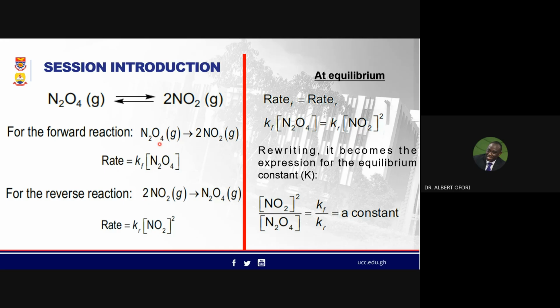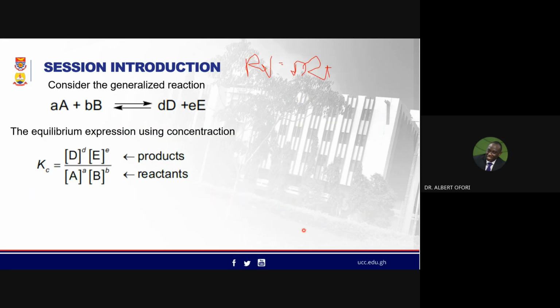K is basically equal to the product raised to the power of the orders, divided by the reactants also raised to the power of the orders. So it's just going to be the concentration of the product D raised to the power of its order, that is the stoichiometric factor, multiplied by the concentration of E raised to the power of its order, divided by the reactant A raised to its order and B raised to its order.